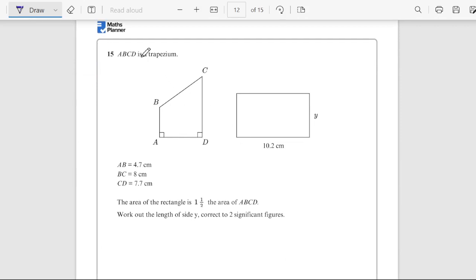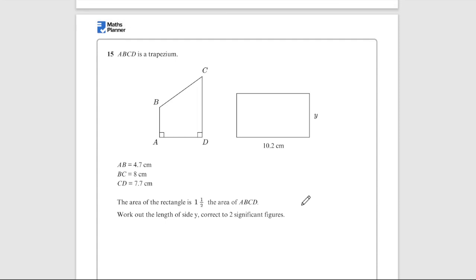Okay, so here we've got ABCD as a trapezium. We're given some of the lengths, and we're told here we've got a rectangle. The area of the rectangle is 1.5 times the area of the trapezium. Work out the length of y, correct to 2 significant figures. Okay, so I'm going to start by working out the area of the trapezium.